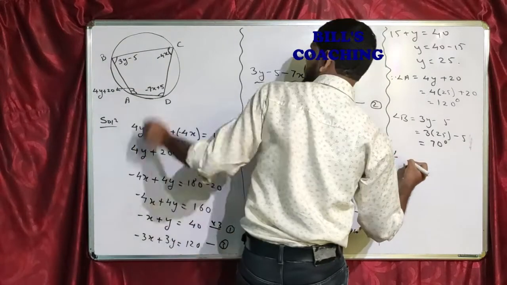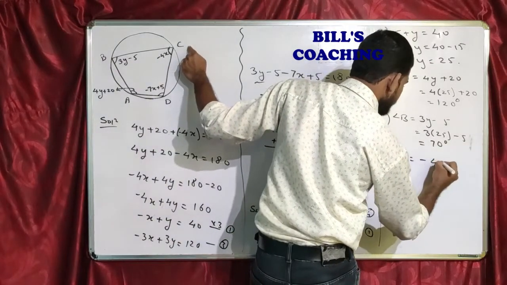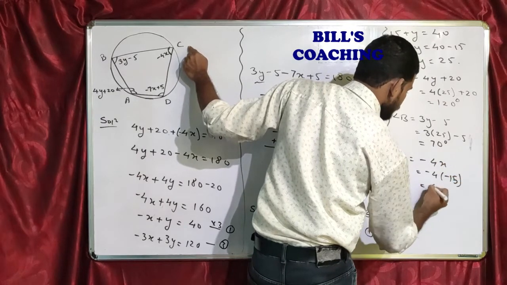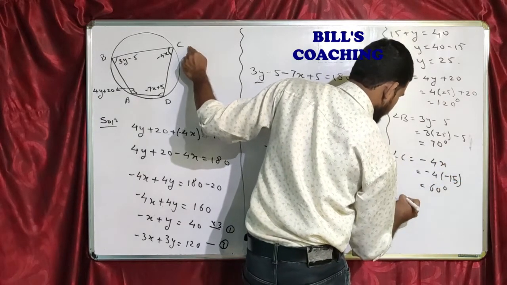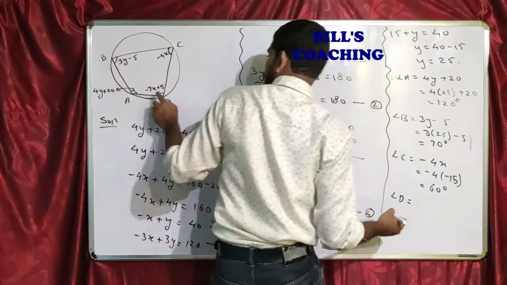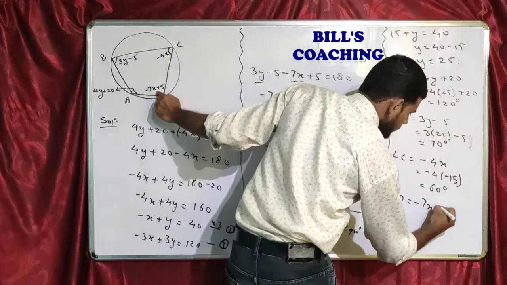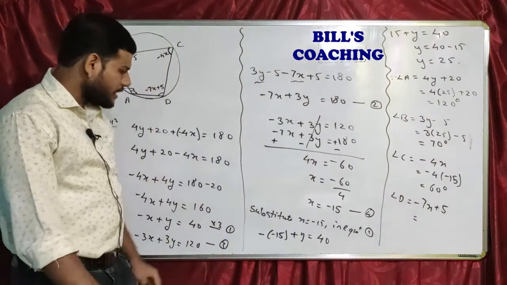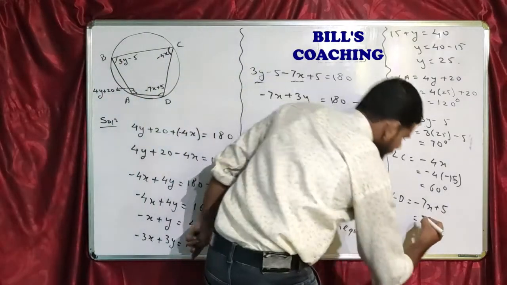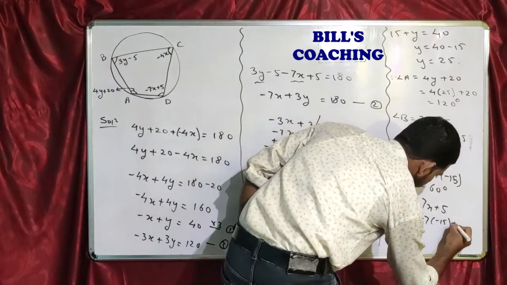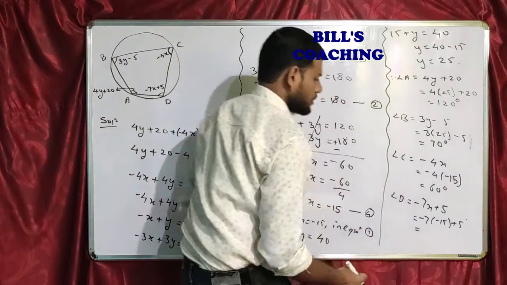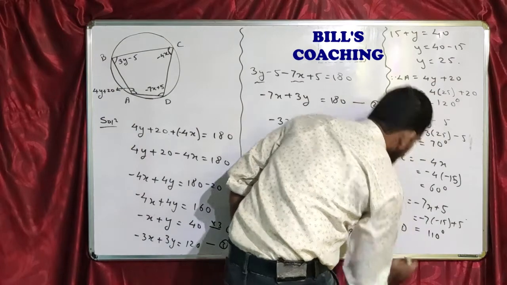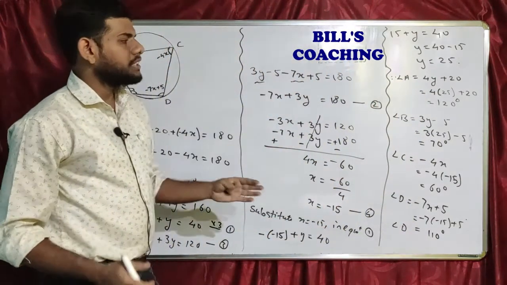Then angle C, which is minus 4x, and in place of x we are writing minus 15, so this will become 60 degree. And angle D, which is minus 7x plus 5, and in place of x again we are putting this value, which is minus 15, so this will become minus 15 plus 5. And let me solve this. This will become 105 plus 105. This becomes 110 degrees. So we have all the values A, B, C and D.